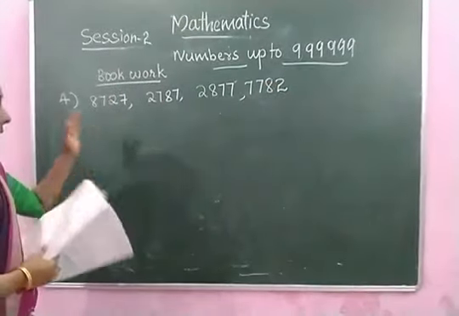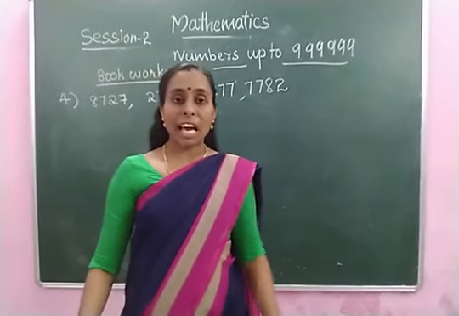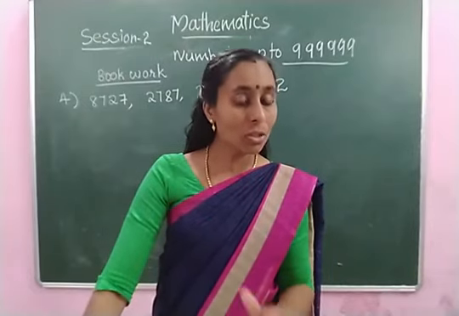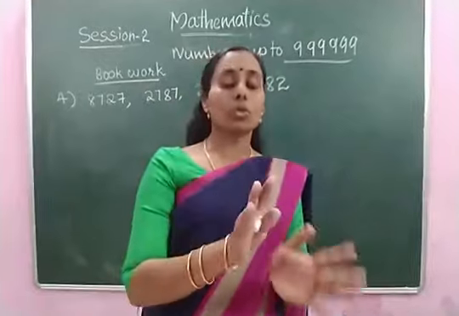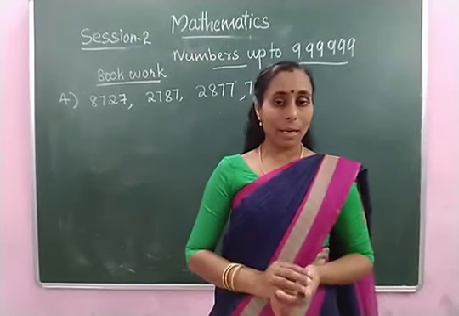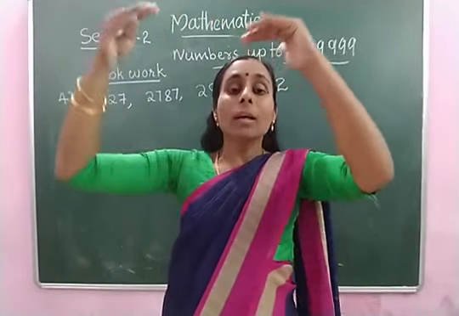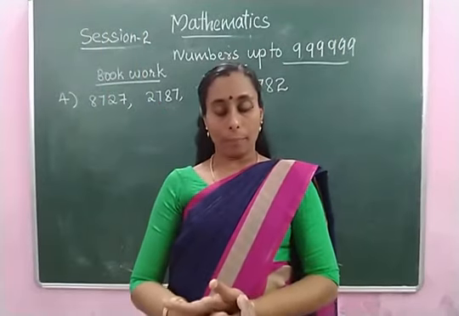First, to arrange the numbers in descending order. Can you say what is descending order? Descending order means to arrange the numbers from bigger to smaller, just opposite of the ascending order. Ascending order means from smaller to bigger. Descending order means from bigger to smaller.